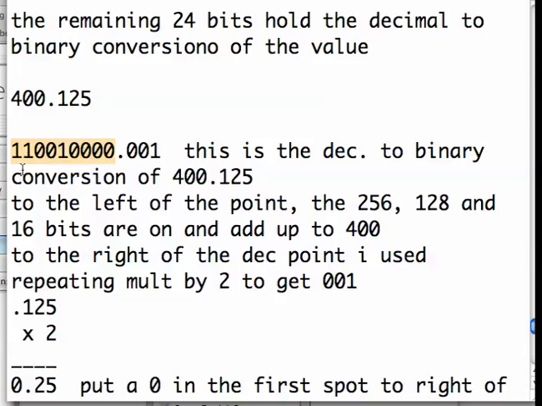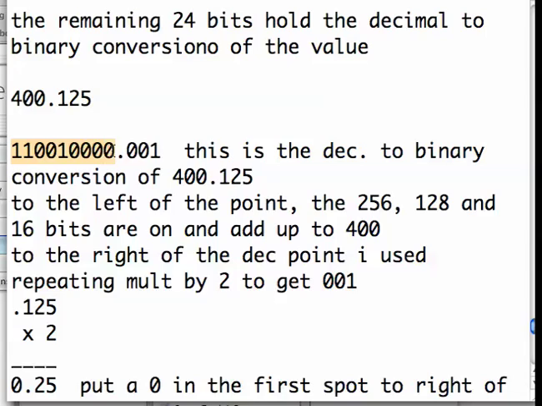What we've done is turned on the bits so that when we add them together they equal 400. This is the 256 one here. I'm sorry, this one right here. That's 256. This one right here is the 128. And this one right here is the 16. And if you add those up, that's 400. So now we have the 400 right in this position here.